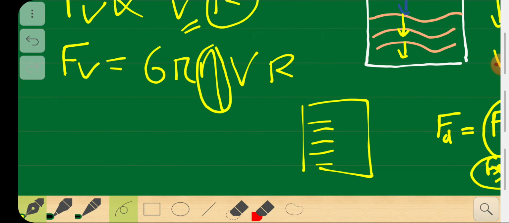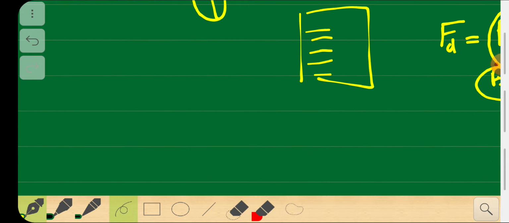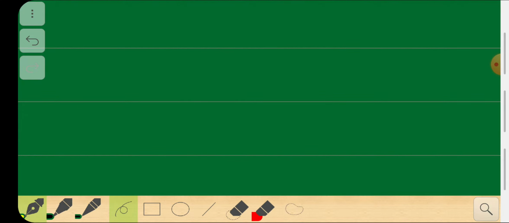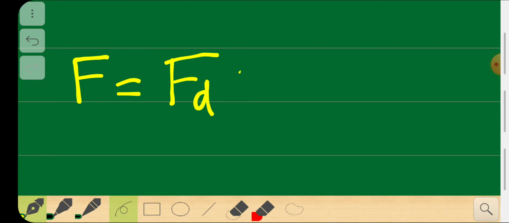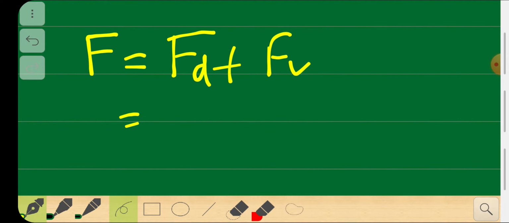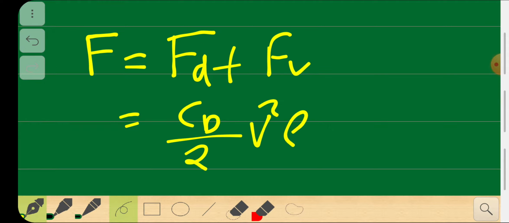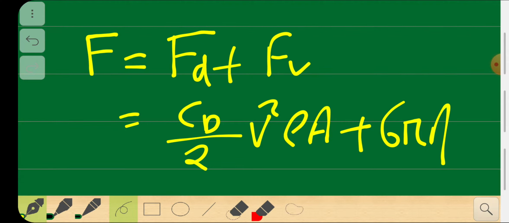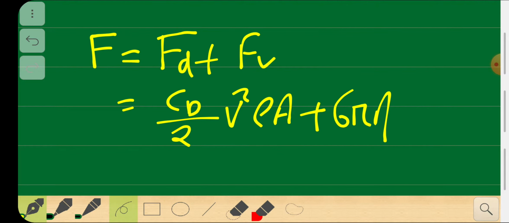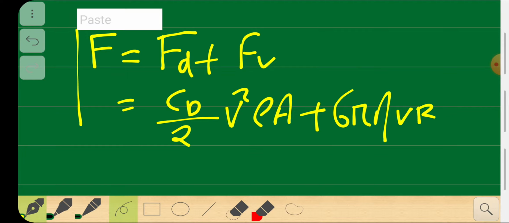So that's the viscous force, right? Let's write down what the two equations are. The total force must be equal to F drag plus F viscous. So F drag is actually equal to what? CD by 2, V square, density times A, right? And the viscous force is equal to 6 pi eta, which is a constant here, and is proportional to V and R. So that's the equation which you must remember.